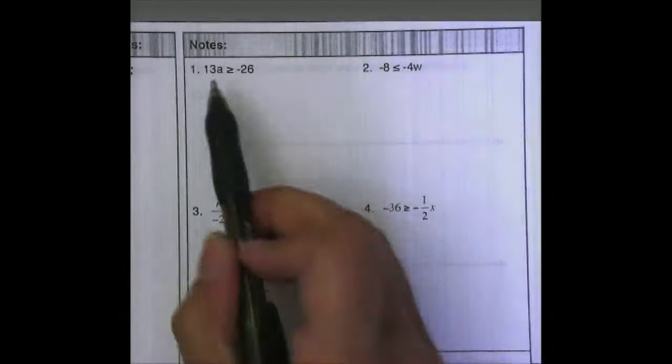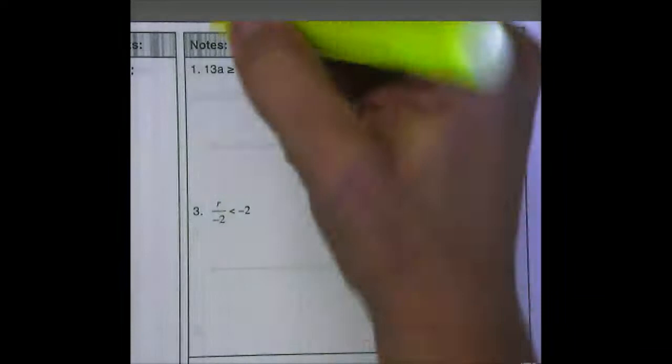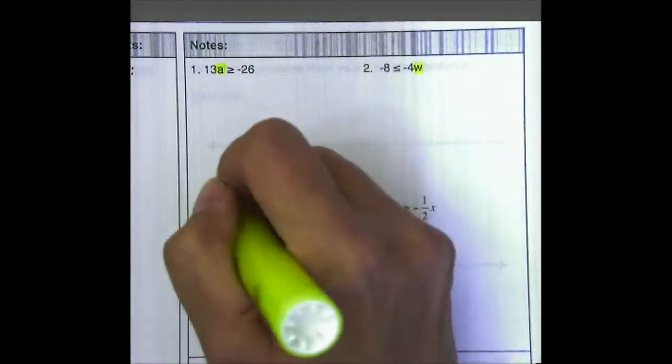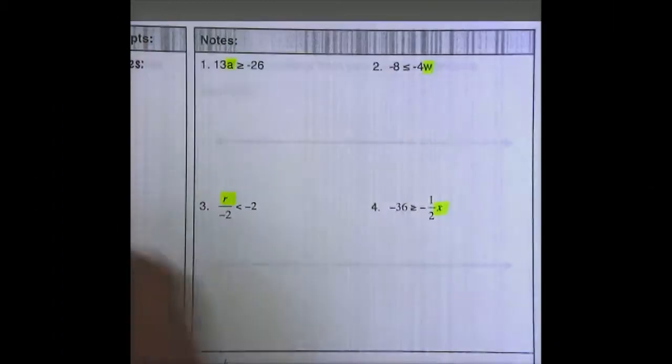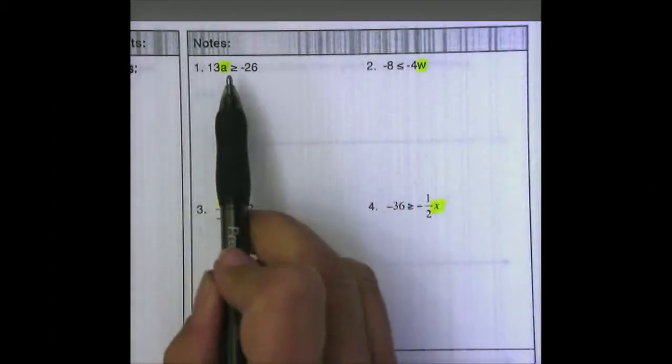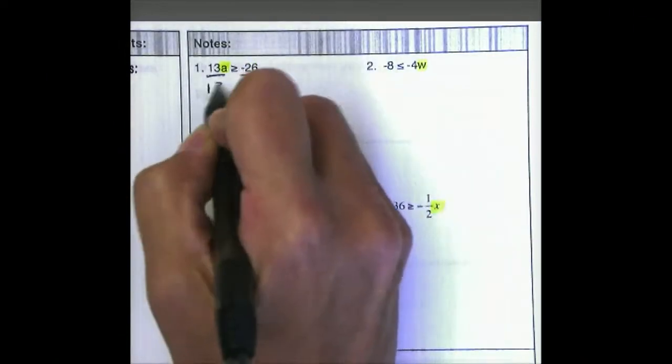Number 1 says 13 times a is greater than or equal to negative 26. Well, if you need to, you can highlight those variables in 1, 2, 3, and 4 so that you know what you need to get by itself or isolate in order to solve the inequality. So on number 1, we know that we need to get a by itself. In order to do that, we need to undo the multiplication by dividing.